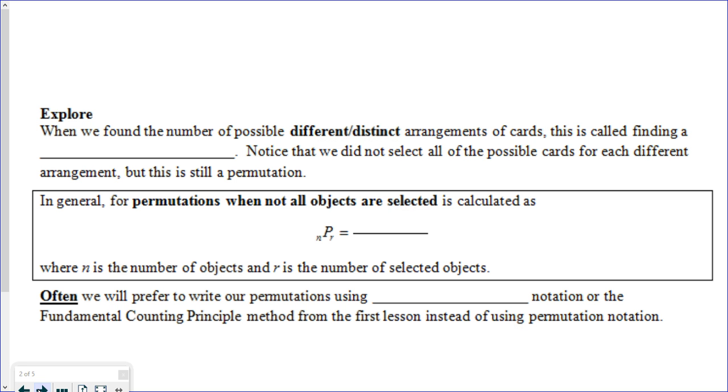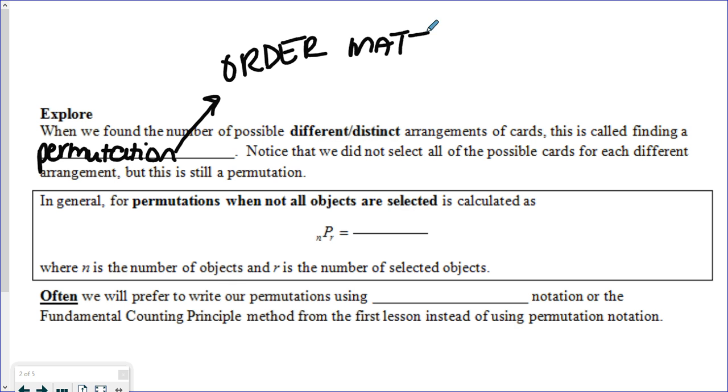Oh, sorry. When we found the number of possible distinct arrangements of cards, this is called finding a permutation. Again, when we're talking about permutation, order matters. You saw that we had an arrangement with 4 in the first position and A in the second position. That's different than A in the first position and 4 in the second position. So that's a different arrangement. These are different arrangements because order matters.